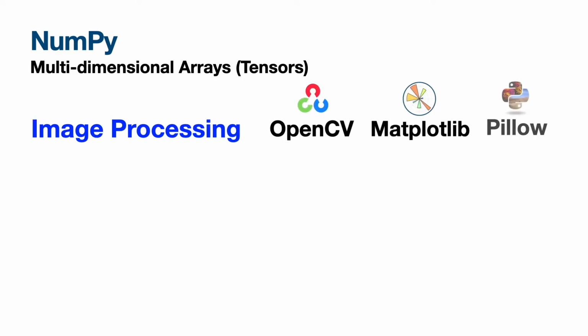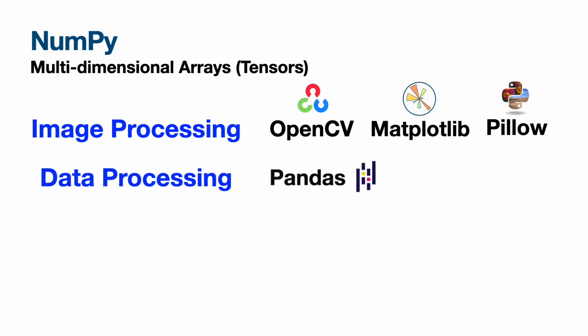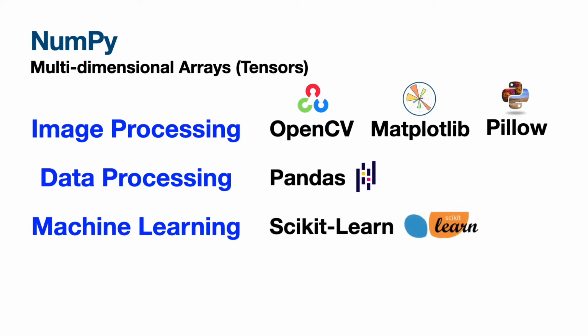For example, image processing libraries like OpenCV, Matplotlib, and Pillow use NumPy to handle color images, which are 3D tensors. Moreover, data processing libraries like Pandas use NumPy, and machine learning libraries like scikit-learn use NumPy. It's pretty much a de facto standard for tensor processing in Python.